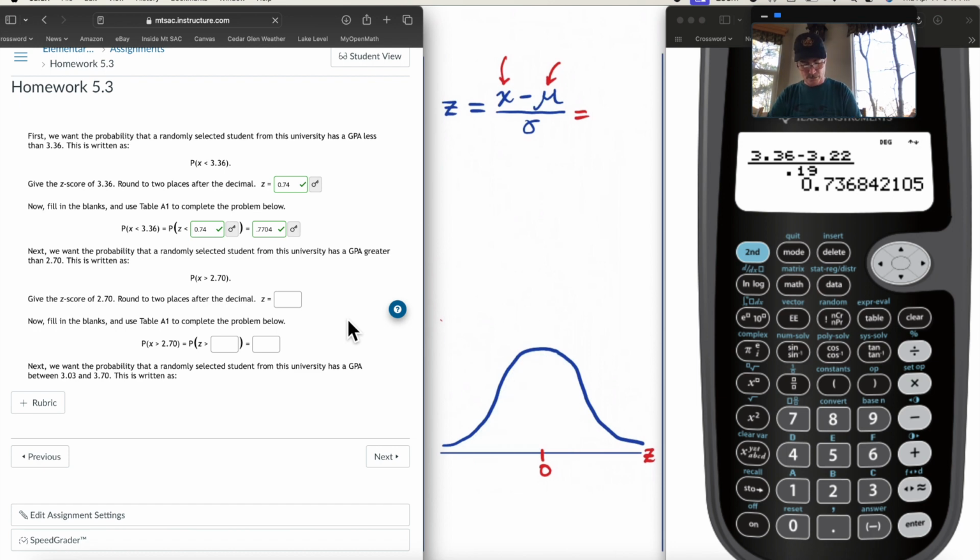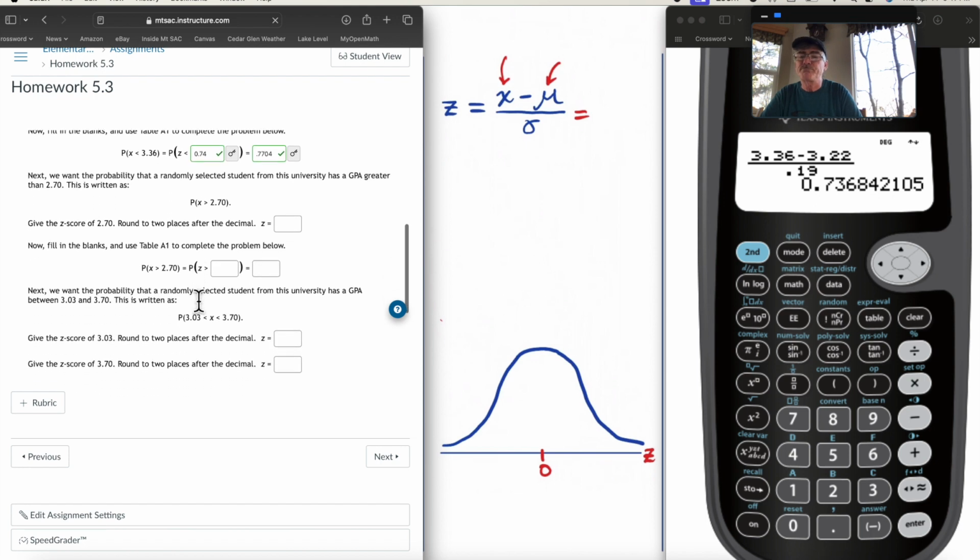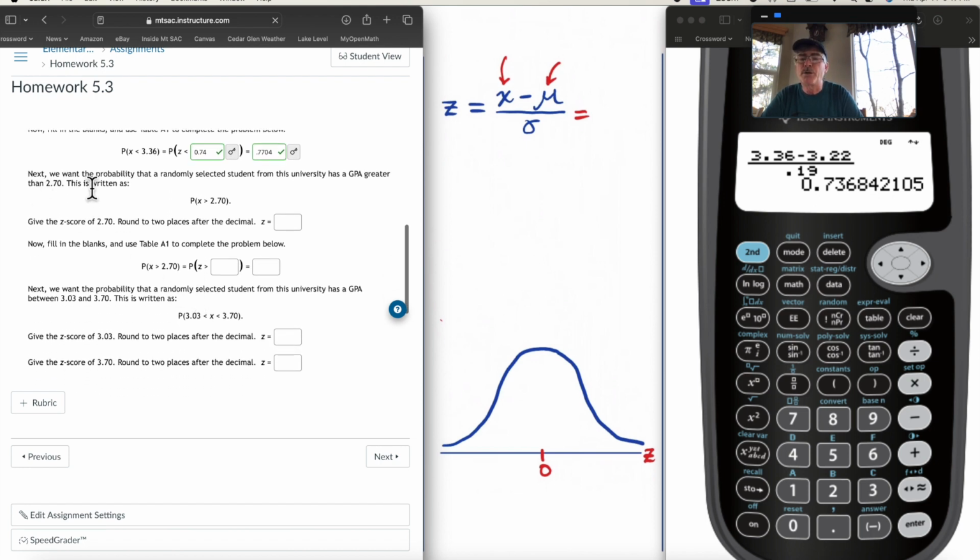All right, so this one will be different. Let's see what it says. All right, so next we want a probability that a randomly selected student from this university has a GPA greater than 2.70. So this is written as P, probability that x is greater than 2.70. So first we need the z-score of 2.70.